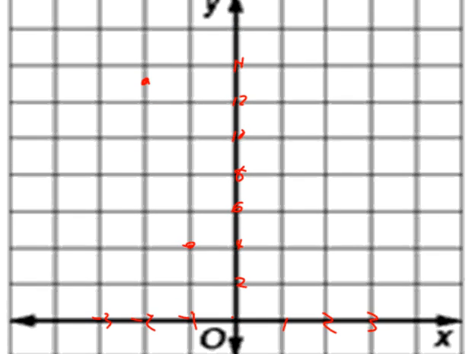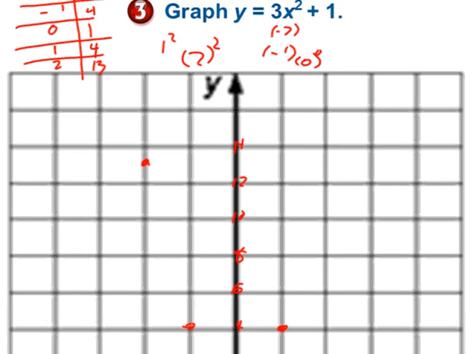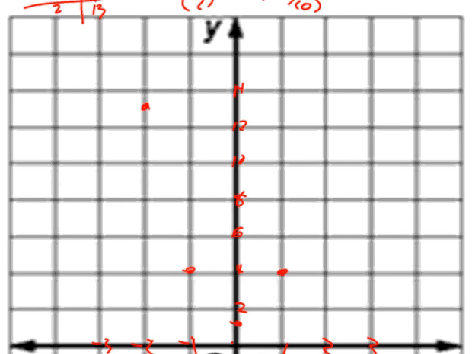Then 0 and 1, 0 and 1 would be about right here. 1 and 4, 2 and 13, I think, was the answer. So as I graph these and I complete them, I got off a little bit on the graph, but notice that graph does not go through the origin. It goes to the point 0, 1.